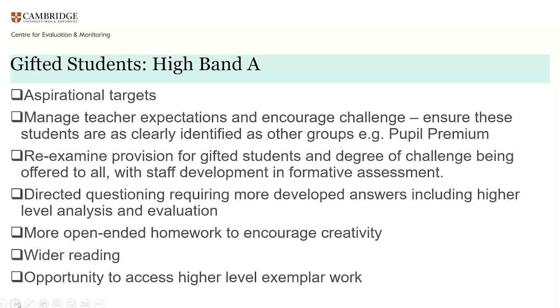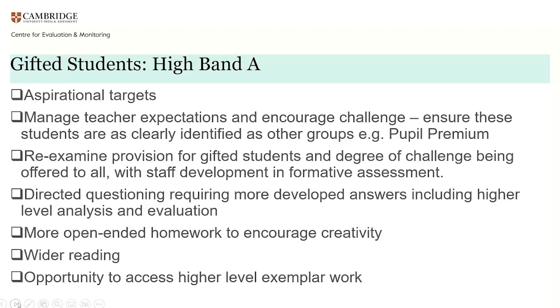Our data will show where students have low scores, but it'll also show where they're significantly high as well. And so, with these students, you can be really aspirational with targets, as you can with any student. All students should be given the opportunity to really exceed expectations. But with gifted students in particular, you can really manage teacher expectations and show that they've got really high ability levels in the different areas, and really encourage challenge within the classroom, and make sure that these students are as clearly identified as students in other groups where you might be offering additional support, for example, pupil premium.